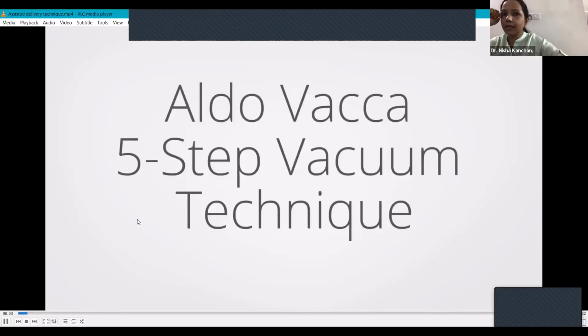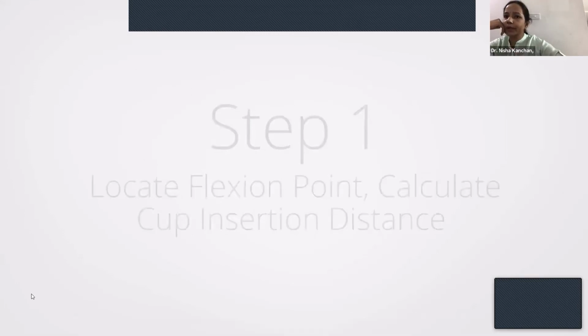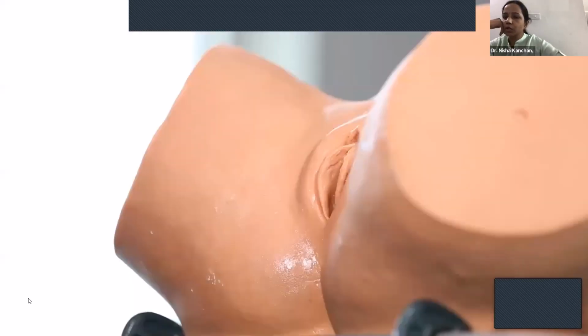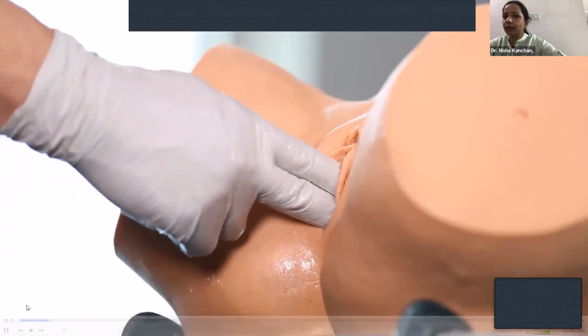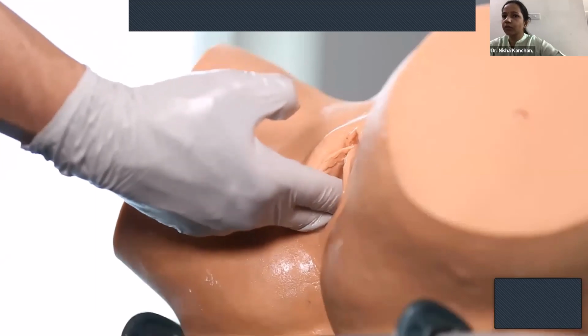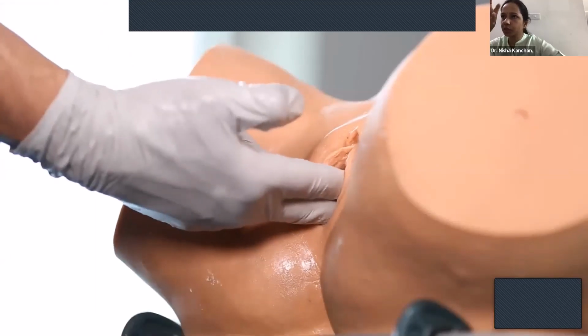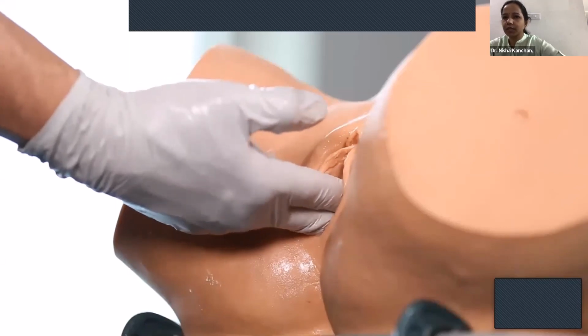So this is the Kiwi cup application. So first is to locate the flexion point. So you do a PV examination, you feel where is the posterior fontanelle, whether it is in the left occipito anterior, right occipito anterior, and so you know where exactly your cup should go. Your cup should go over the posterior fontanelle. So you're doing a PV examination, you're finding out the station.